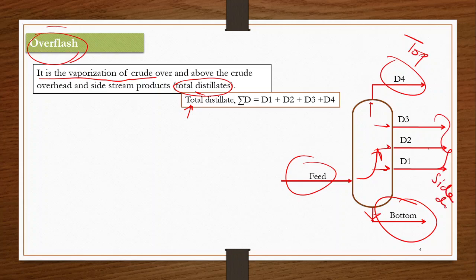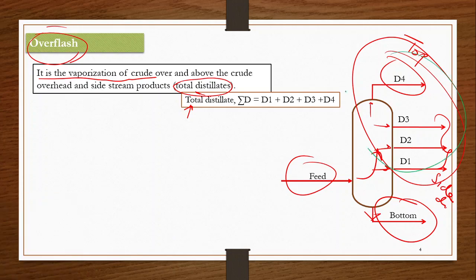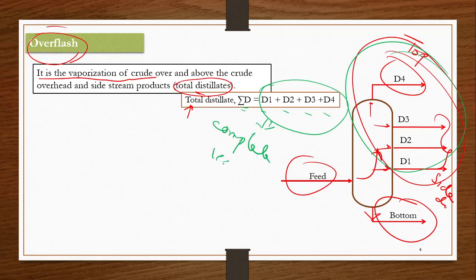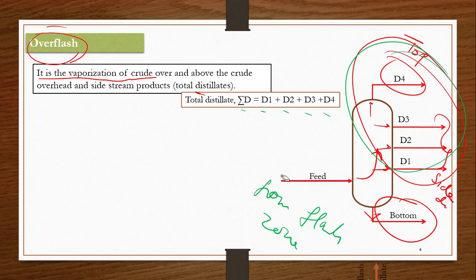And if you add all these four completely, this is called the total distillate. So all these four are known as the total distillate. So total distillate is D1 plus D2 plus D3 plus D4. That is the complete vapors from the flash zone. All the material that is vaporized in the flash zone is taken out as D1, D2, D3, D4 and so on. So that is called the total distillate.